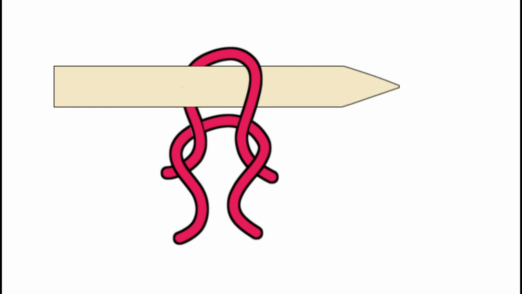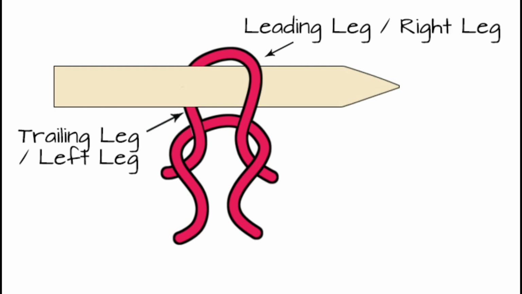So which one is the leading leg? Well, it's the one that's closest to the knitting needle point, or closest to the working yarn. You can use either point of reference. I just want to draw your attention to the direction that the knitting needle is pointing.